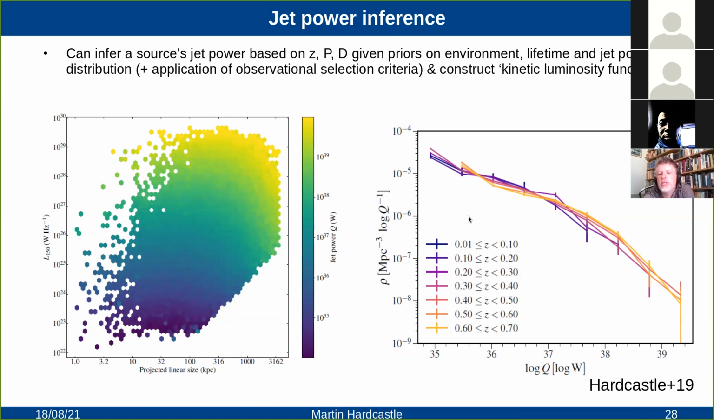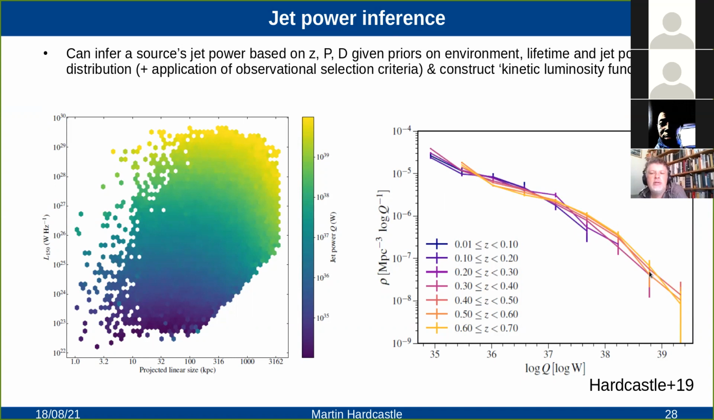And by doing that, we can construct this thing, which is a kinetic luminosity function. So this is really just saying, for a source of a given jet power, how many sources are there with that jet power in the universe per cubic megaparsec. So low power sources are more common than high power sources. That's not a surprise. In fact, this looks pretty much like a power law. And interestingly, it doesn't evolve very much with redshift either.